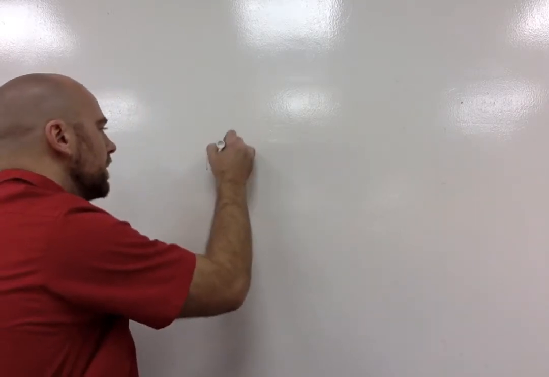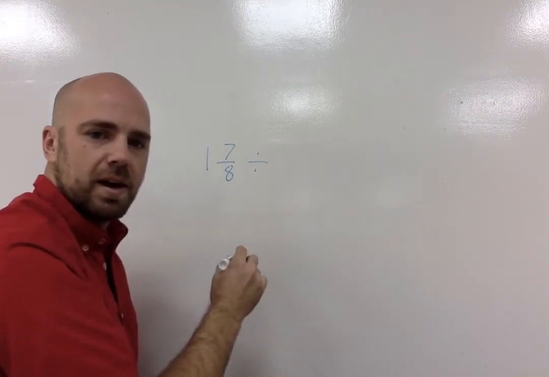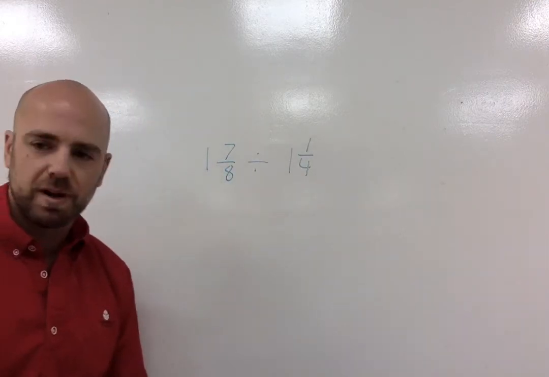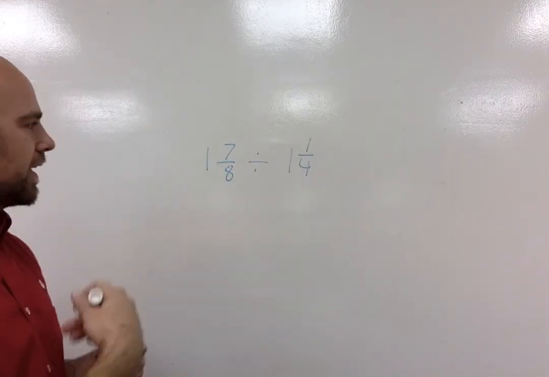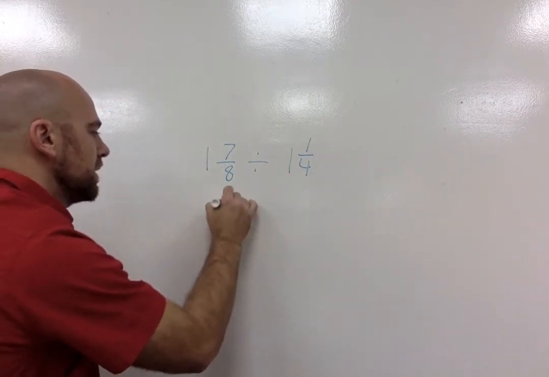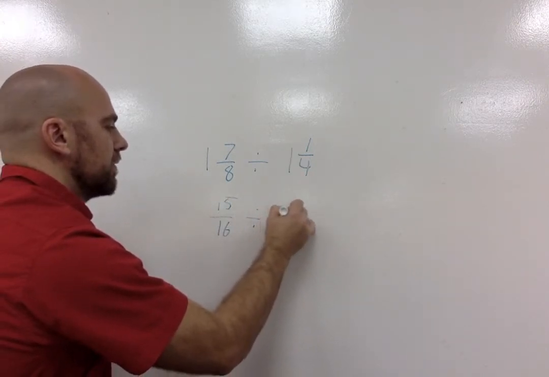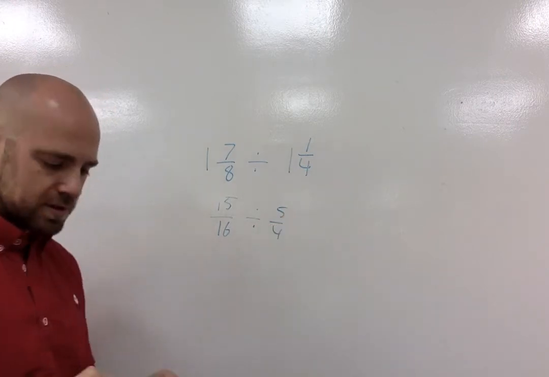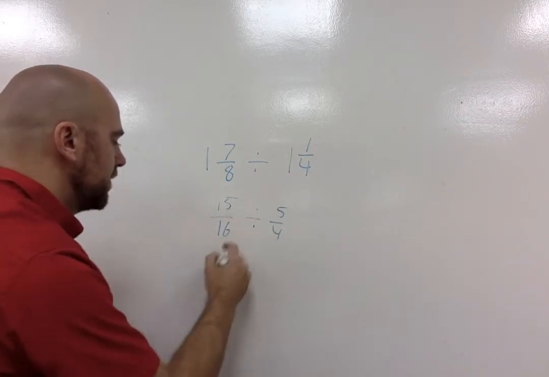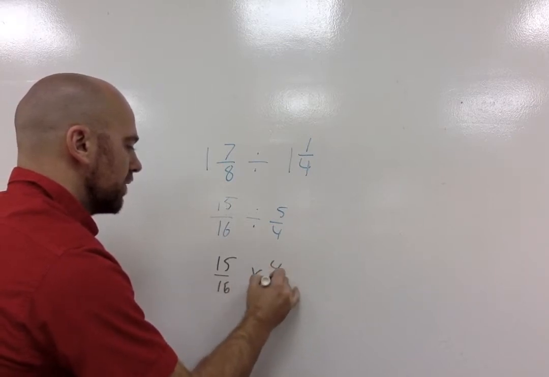So we have 1 7/8, and we're dividing it by 1 1/4. Feel free to pause the video, give it a go, and then I'm going to answer it as soon as you hit unpause. So first thing I'm going to do is change this. This gives me 15 over 16 divided by 5 over 4. Now I'm going to flip this one. So I've got 15 over 16 times 4 over 5.